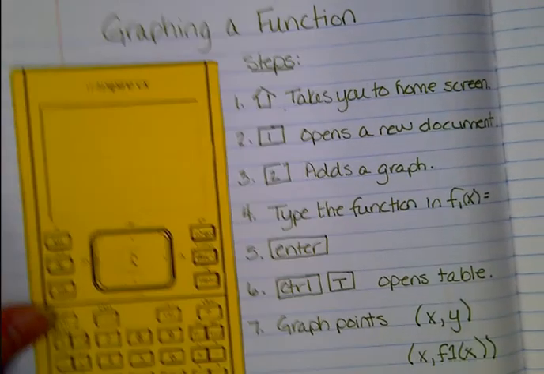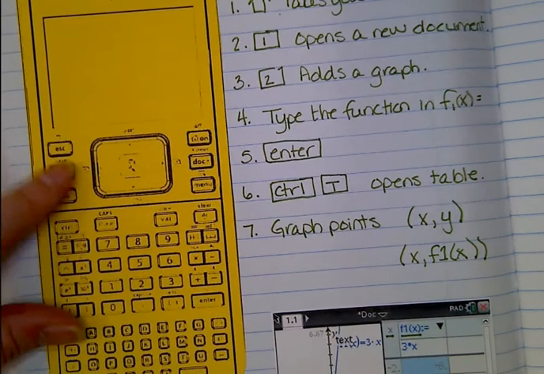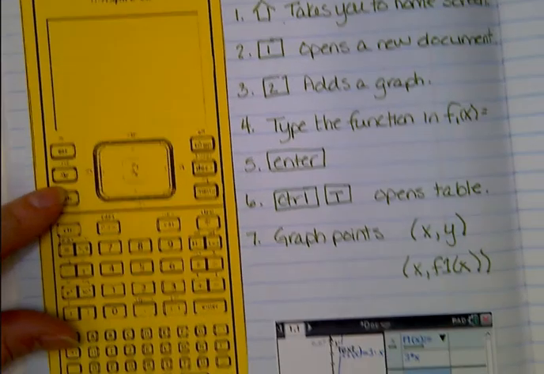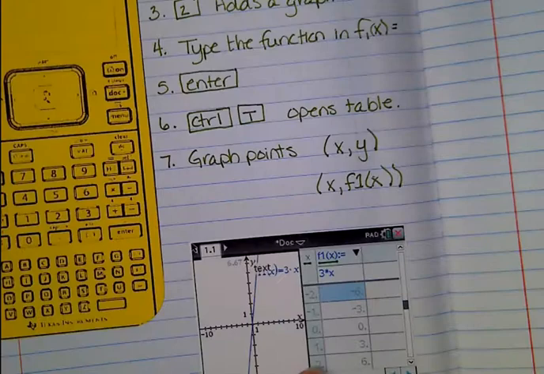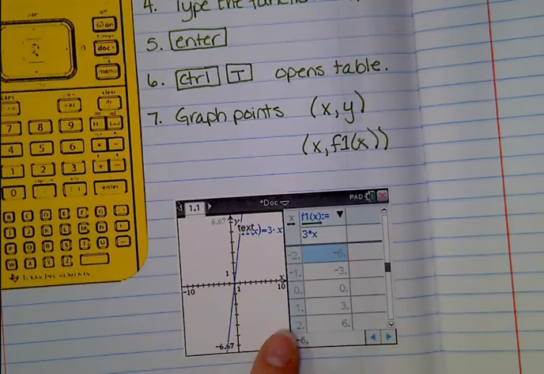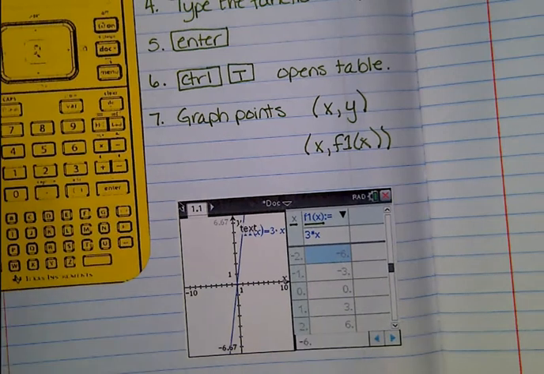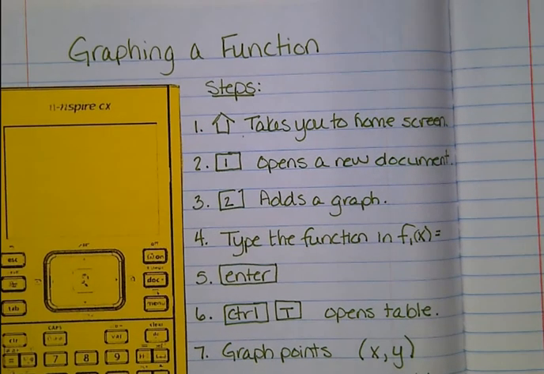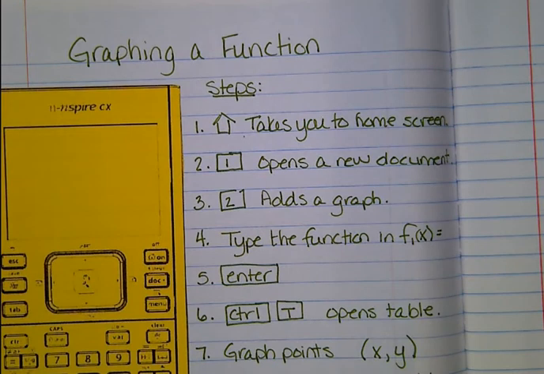Okay, you're going to glue our yellow calculator down on the left-hand side of your page. Make sure you leave enough room for the writing, and then glue the screenshot down here at the bottom. Once that's done, you can put in your title, Graphing a Function, and let's copy down the steps.